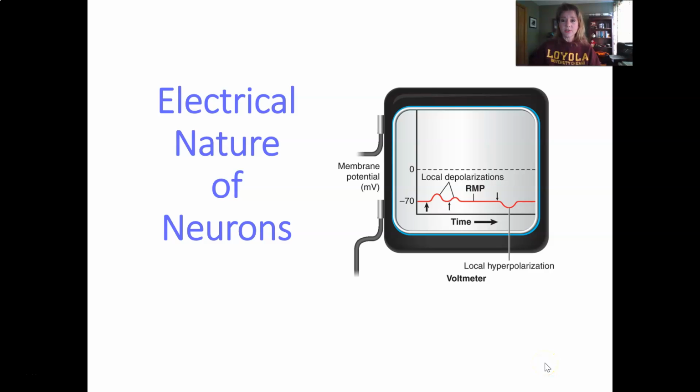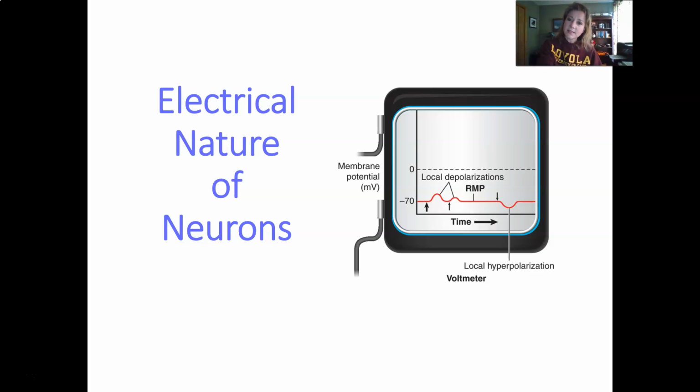What you're seeing in the picture here on my first slide is a picture of something called a voltmeter. A voltmeter is an instrument that will measure the potential, the membrane potential of a cell. And what we have off to the side are two electrodes, one that will be placed outside of the cell in the extracellular fluid and one that will be placed inside of the cell in the intracellular fluid. And it's going to measure the difference in charge between the outside and the inside of the cell.